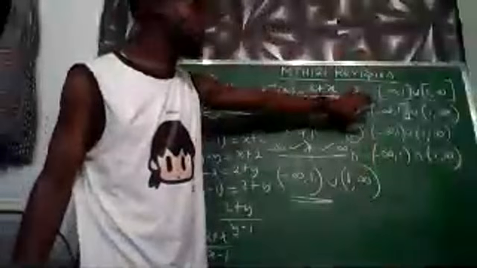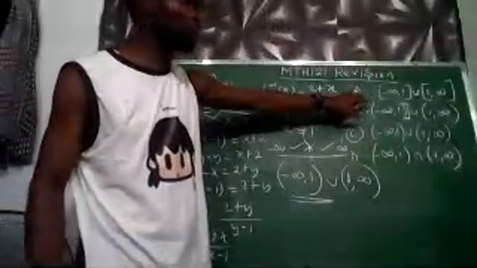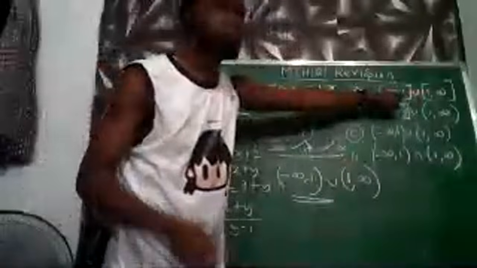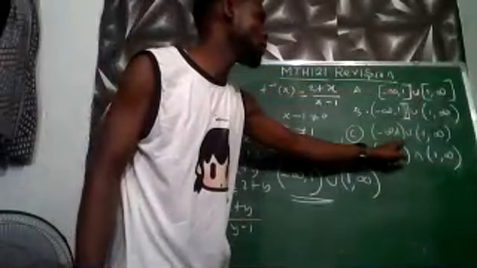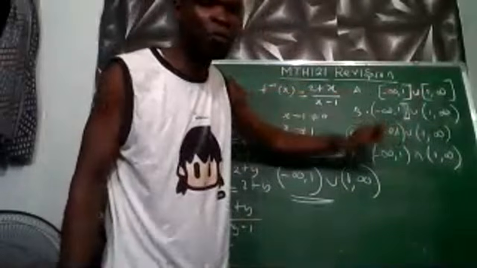And the correct option here is option C. Why is the first option here not the correct option? It is because this square bracket shows that 1 is inclusive in the solution set. But this one shows that 1 is not inclusive because it is open. So the correct option is option C.